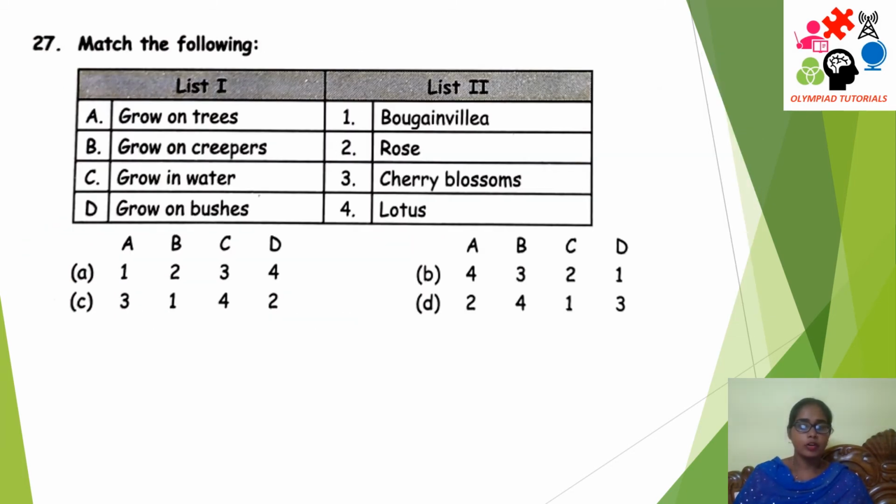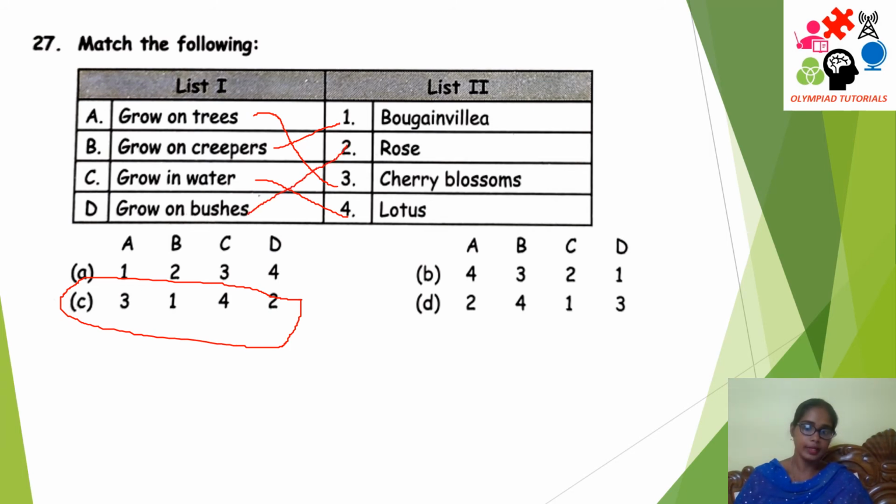Question 27, match the following. Here you have two lists, list 1 and list 2. In list 1 you have grow on trees, grow on creepers, grow in water, grow on bushes. And similarly you have the four options of list 2, that is bougainvillea, rose, cherry blossom and lotus. If you examine list 1 and list 2 properly, you will find option C is the correct option. Grow on trees, that is cherry blossom; grow on creepers, bougainvillea; grow in water, lotus; and grow in bushes, that is rose. Yes, very simple question.